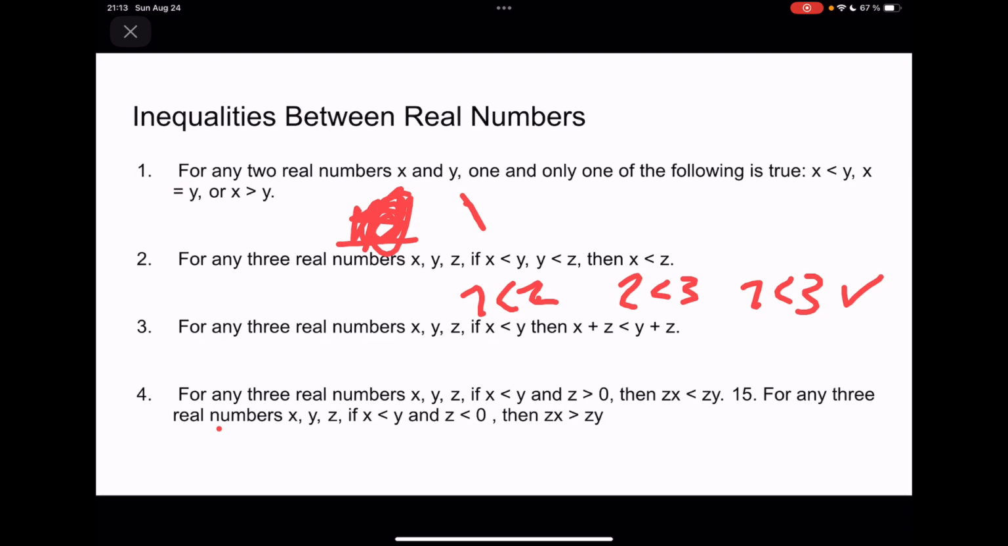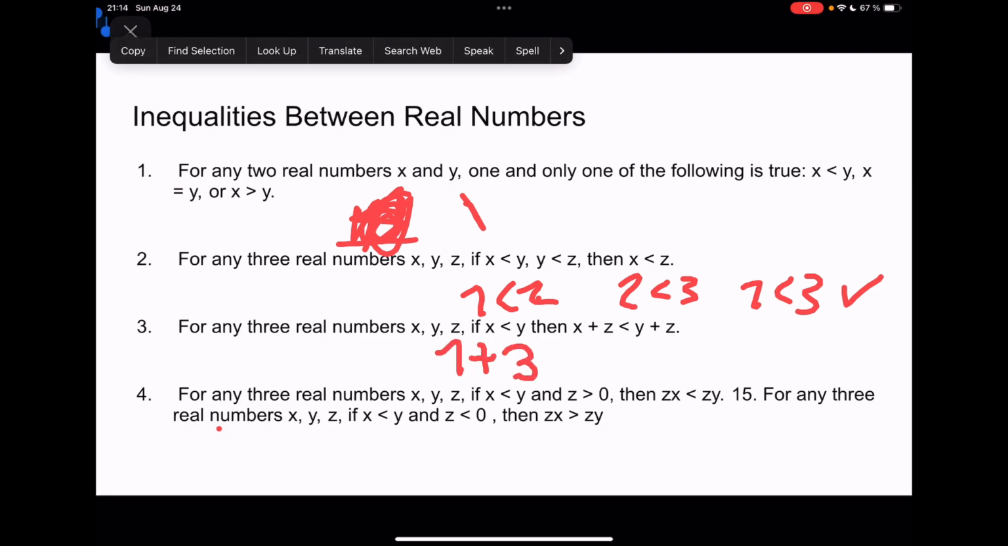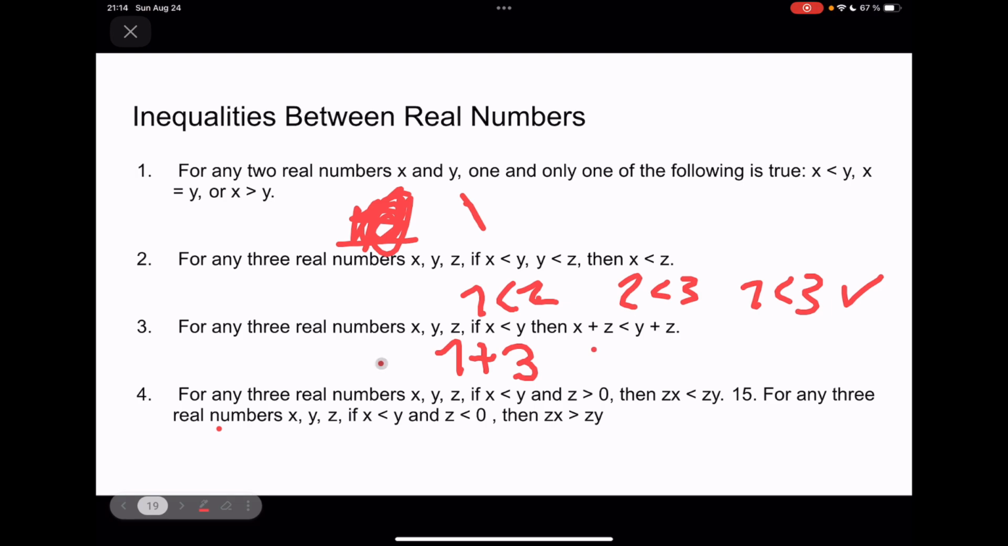For any three real numbers, x, y, z, if x is less than y, then x plus z is less than y plus z. So again, if x is 1, y is 2, and z is 3, then 1 plus 3 is 4, and 2 plus 3 is 5, obviously 4 is less than 5. I don't think I need another example about energy drinks, because we all know that 4 is less than 5.